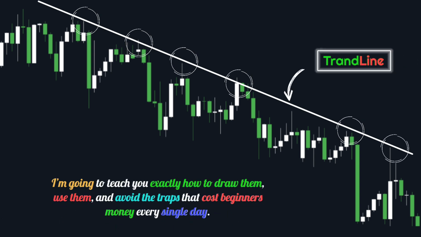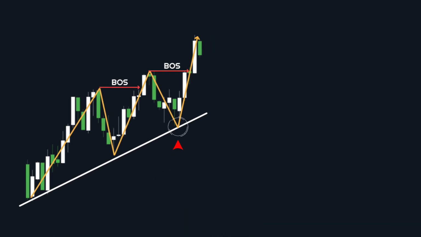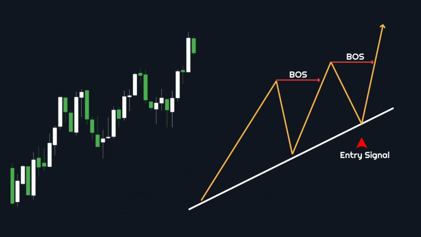Today, I'm going to teach you exactly how to draw them, use them, and avoid the traps that cost beginners money every single day. We're going to start simple, with just a plain line chart so you can clearly see how price moves. Then we'll move to real candlestick charts.